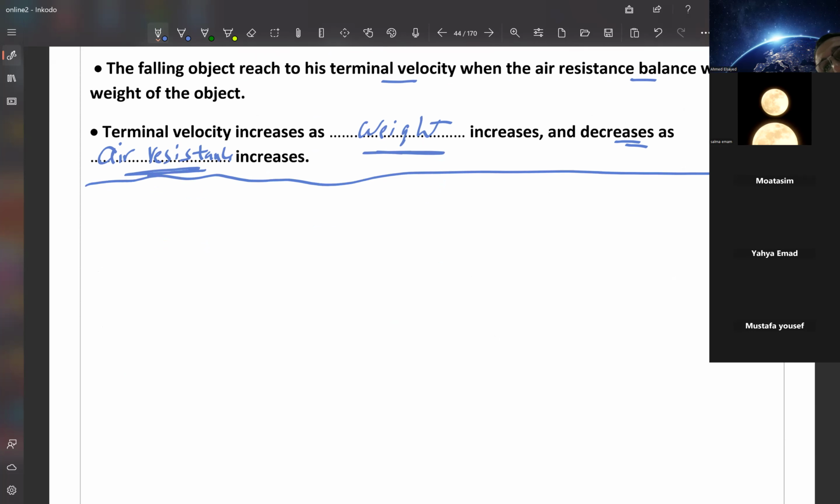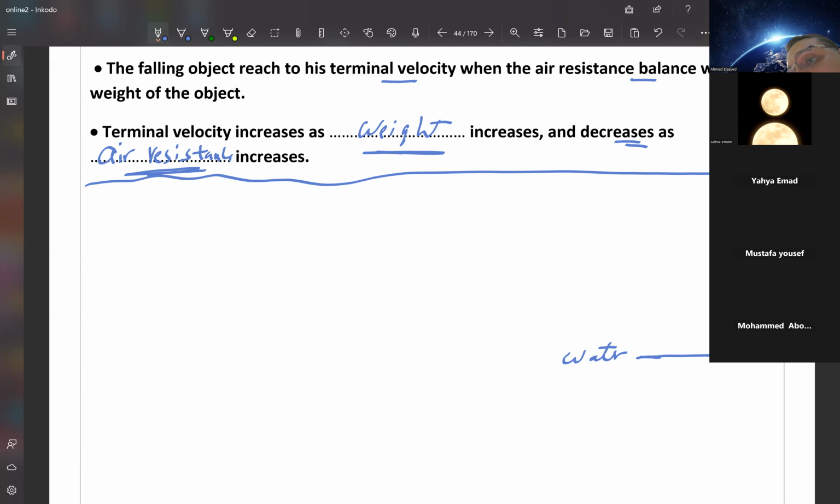I have a question. Yes, Mohammed. Does the surface area affect terminal velocity? Surface area affects the air resistance, Muhammad, so it will affect the terminal velocity. This is why we open a parachute, to increase the surface area and increase the air resistance. Now the terminal velocity decreased.